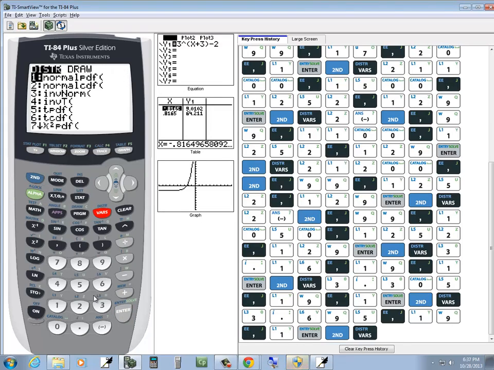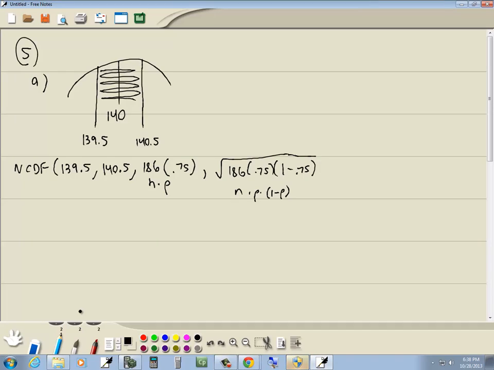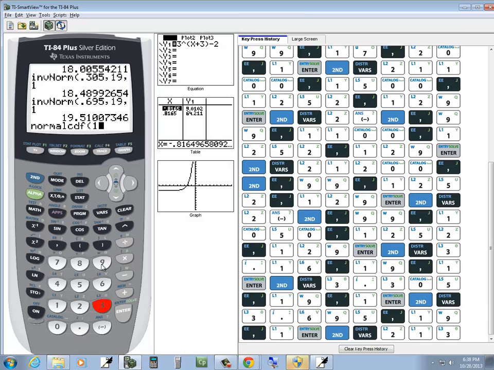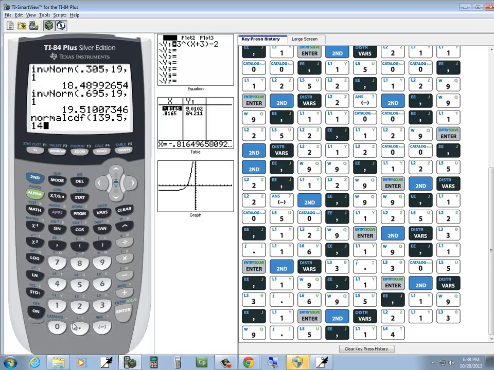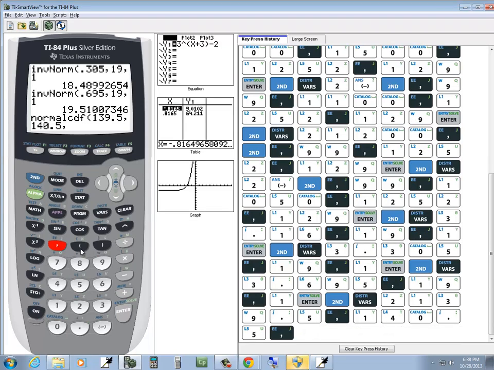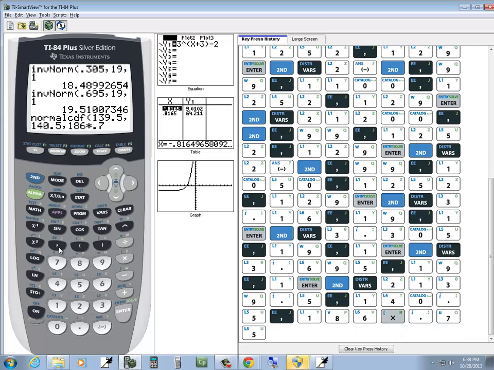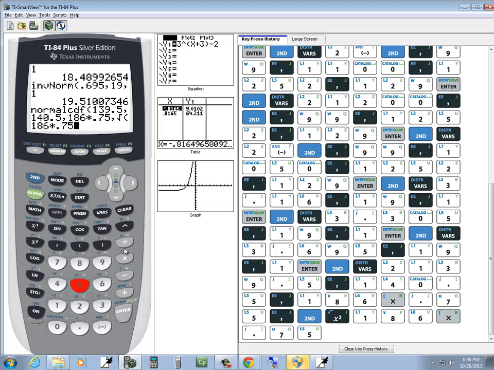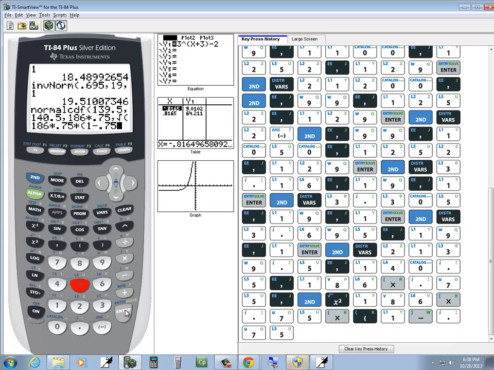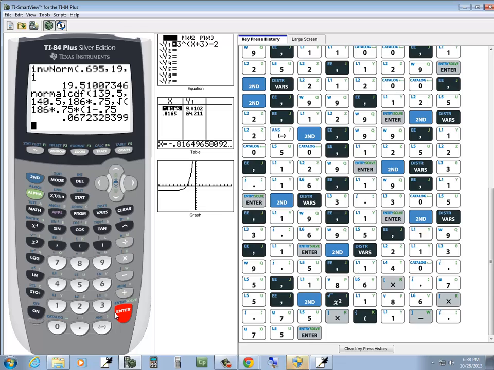Okay, so do 2nd VARS, choose normal CDF. We've got 139.5, comma, 140.5, comma, 186 times 0.75, comma, 2nd x squared, 186 times 0.75 times, beginning parentheses, 1 minus 0.75, which is 25%. Enter. 0.0672.